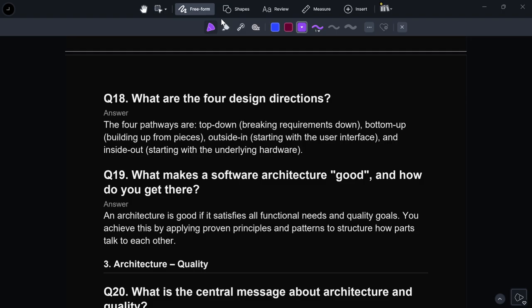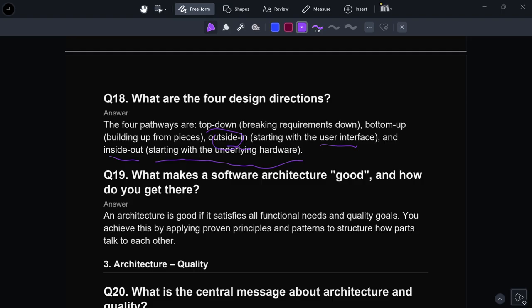Now, what are the four design directions? The four pathways are top down, breaking requirements down; bottom up, building up from pieces; outside in, starting with the user interface; and inside out, starting at the underlying hardware. Top down is high-level requirements. You start with big business goals and break them into smaller ones. You have a clear mindset. For example, you start with the main goal, allow cash withdrawals, then you break it down into sub-steps: read card, verify PIN, dispense cash.